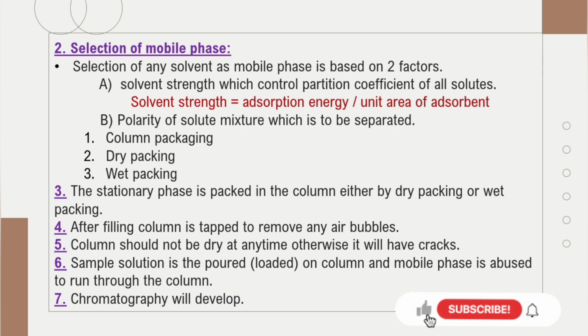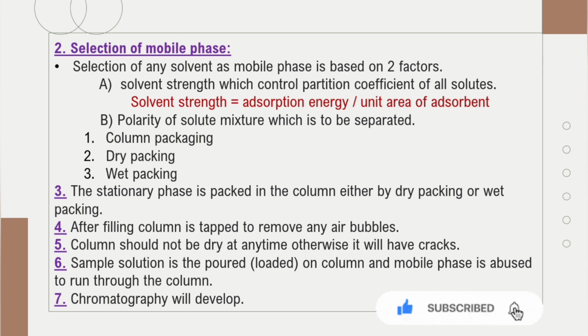Selection of any solvent as mobile phase is based on two factors: solvent strength, which controls the partition coefficient of all solutes, that is solvent strength is equal to adsorption energy per unit area of adsorbent. Second one, polarity of the solute mixture which is to be separated. In this, at first a solvent is chosen which matches the most polar functional group in the sample. If the sample has a hydroxyl group, then alcohols are selected as mobile phase. Acetone, acetonitrile, methanol, water have higher solvent strength values with both silica and alumina.